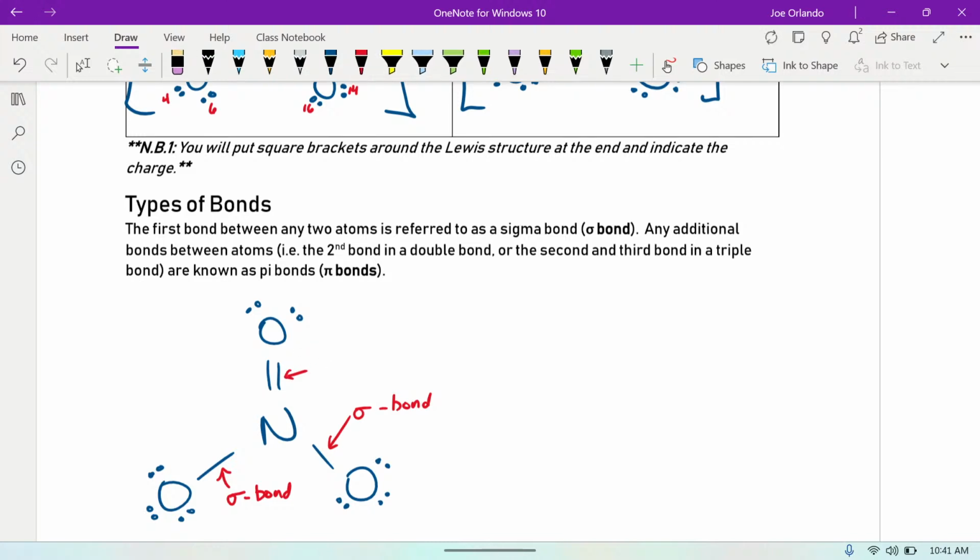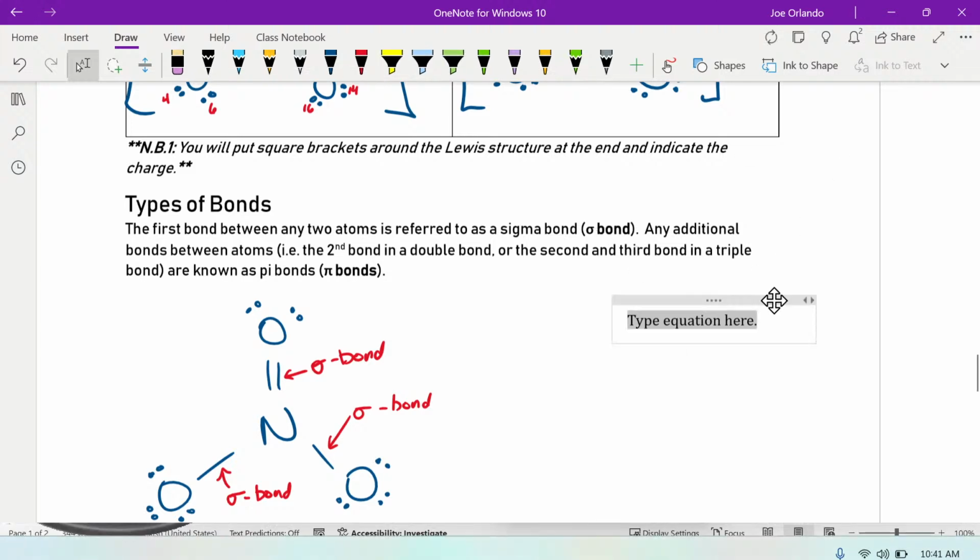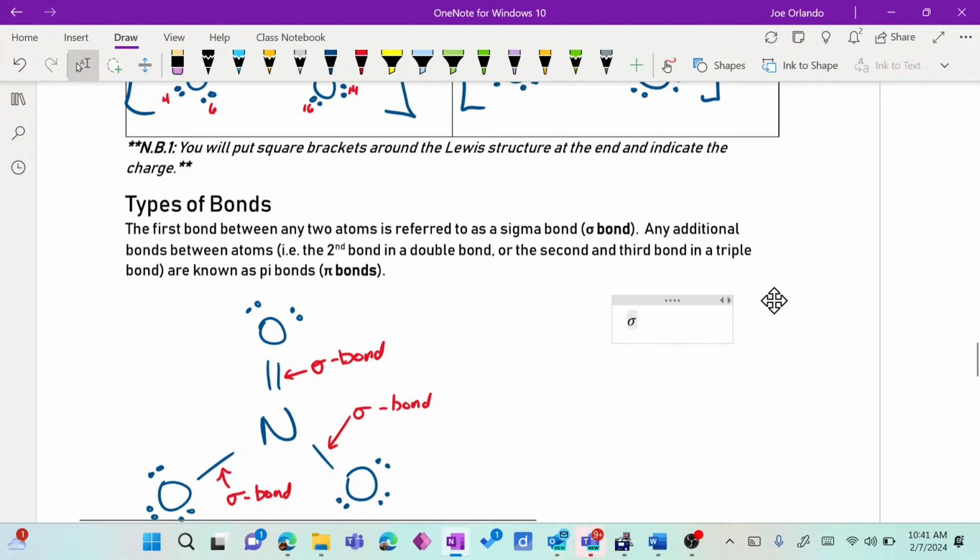Is that a symbol? Yeah, it's a letter. It's a letter of the Greek alphabet. If you want to see a proper looking sigma here, I'll get Microsoft to type one for you. Well, there's one right there, but we'll make it big. All right, so that's a lowercase Greek sigma.